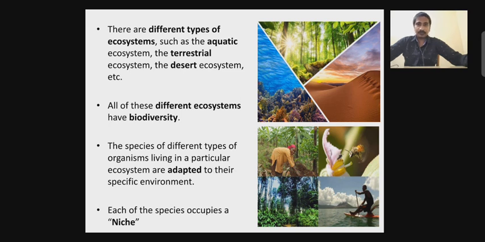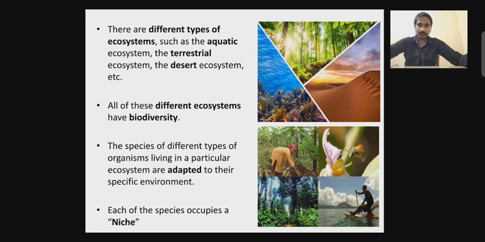And in the desert, for example the camel, you can see the camel has very large eyelashes, and in turn very large webbed feet for walking on the sand. So these are certain adaptations which make a particular species sustain in its own ecosystem. Each of these species plays a very important functional role in its own ecosystem, which is called a niche, and that helps in maintaining a balance in the environment.